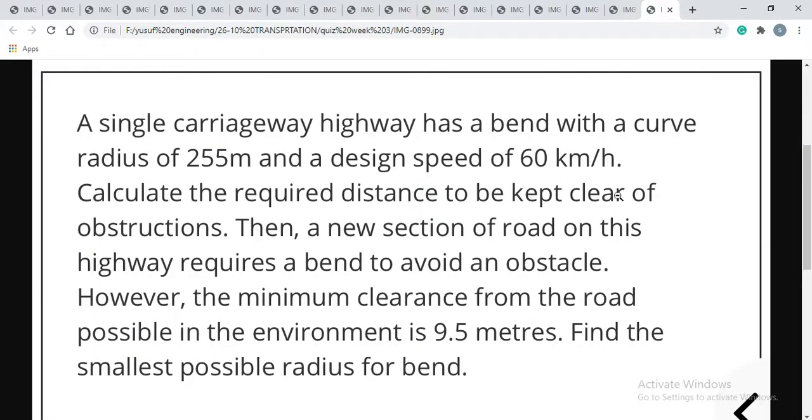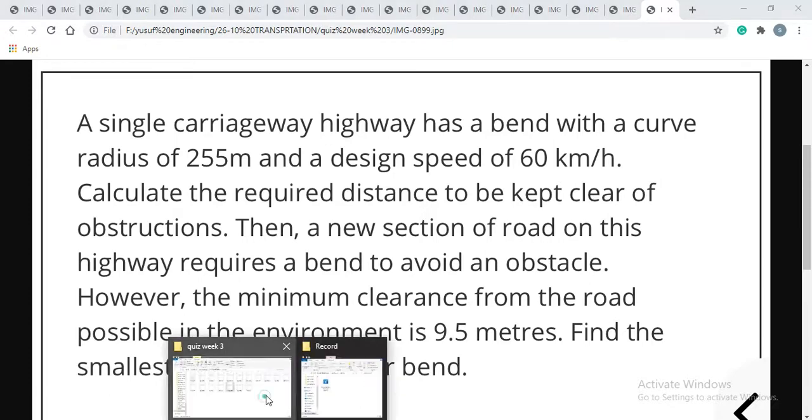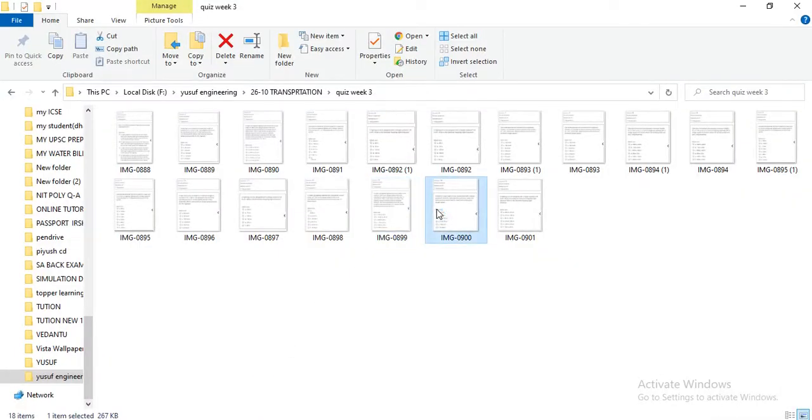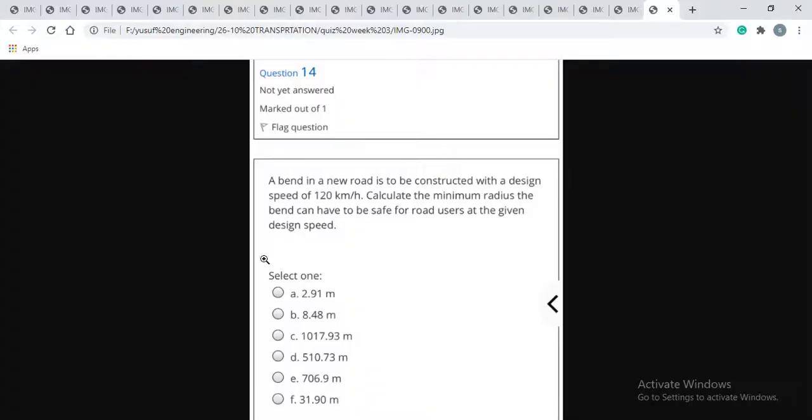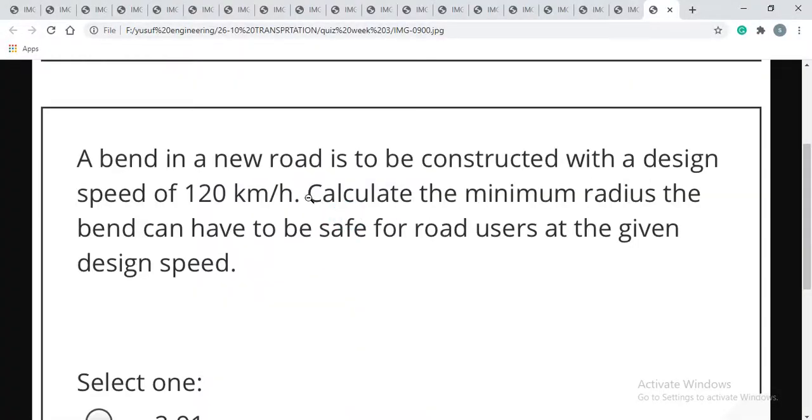Calculate the distance required to keep clear of obstruction. No need to solve further. You just need to solve up to here. Calculate just the distance, and you will get the answer. And after that, a bend in the new road is constructed with a design speed. Calculate the minimum radius that can be safe for the road user at the given design speed. We have already solved this one.